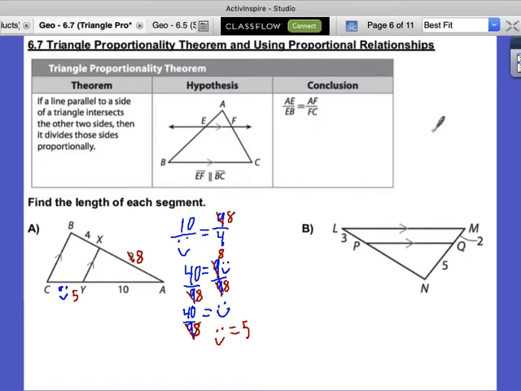Okay, on B. Any questions on A? Okay. If I ask you guys to find the measure of segment PN, I want you guys to try finding that using our triangle proportionality theorem. Once you have it or have questions, raise your hand.